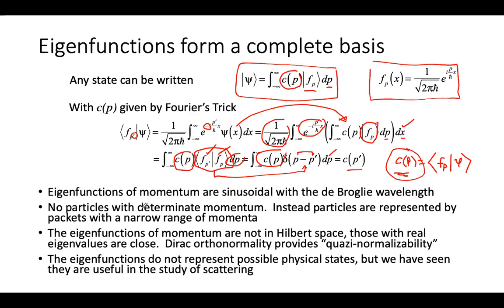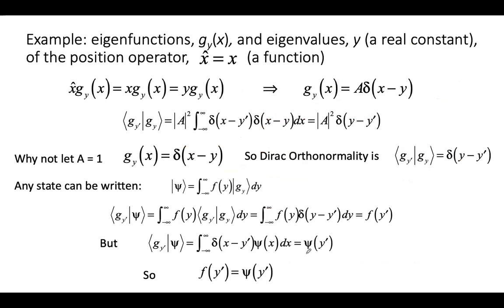No particles have determinate momentum. Instead, particles are represented by packets. That's what we would normally do with a narrow range of momentum. The eigenfunctions of momentum are not in Hilbert space, not normalizable, but the Dirac orthonormality provides us maybe a trick, a shortcut, a way to get around it and get quasi-normalizability so we can use the wave functions. These eigenfunctions don't represent possible physical states, but they're still useful for scattering, and we've seen that a couple times.